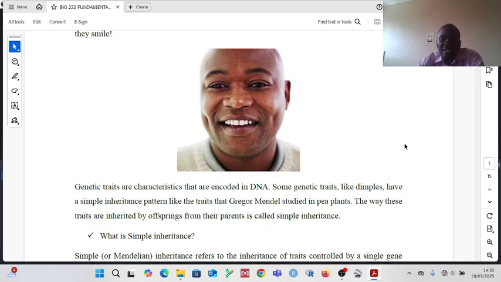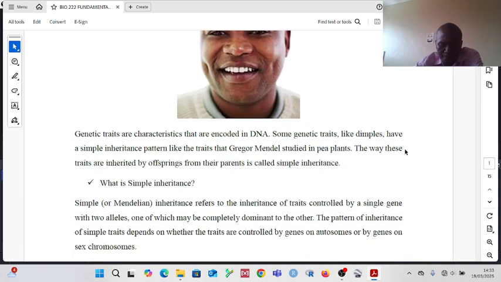Because their inheritance is through a simple inheritance pattern, offspring will likely have dimples if their parents had them, because they have to inherit them somehow. They cannot just occur. So let's look at why we say the inheritance of these dimples is simple inheritance. What is this simple inheritance?